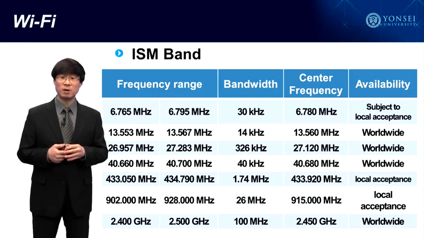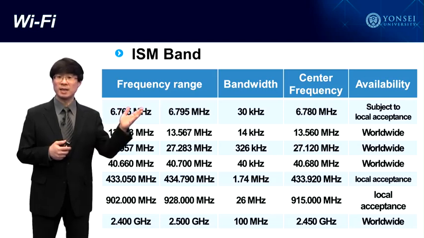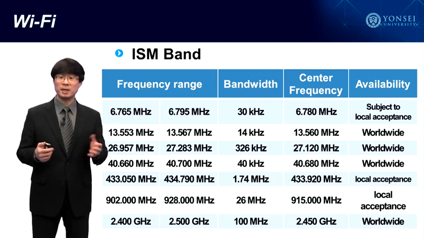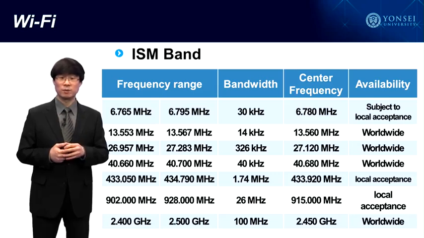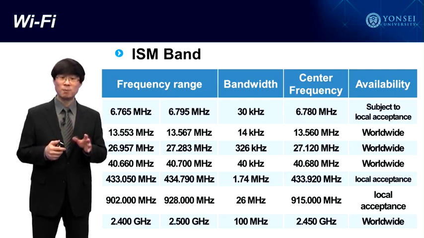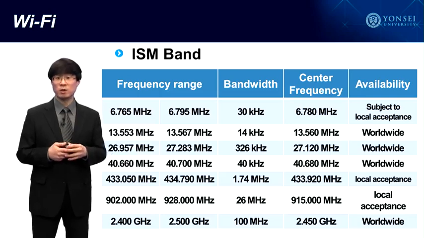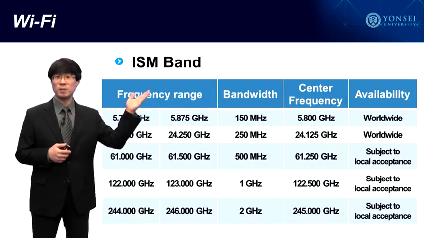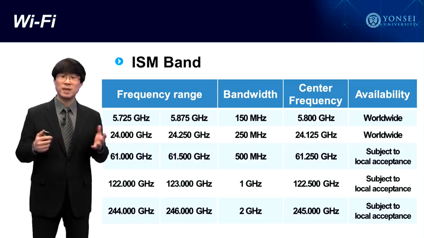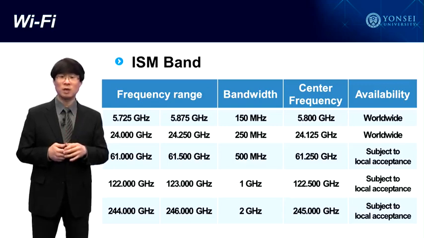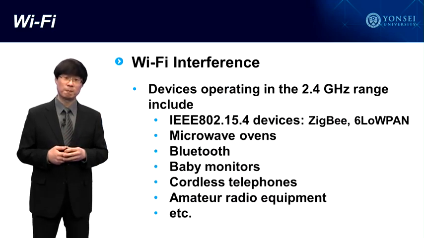Now let's take a look at some of the ISM bands. The ones that we have here are shown, and they show also the bandwidth, the center frequency, and also the availability. Is it local or is it a global worldwide frequency band that is reserved? As you can see, the focus of our Wi-Fi devices is down here, the 2.4 gigahertz band, and also up here at the 5.7 gigahertz band. These are the worldwide bands that are used, and that's what we are using for our Wi-Fi devices.